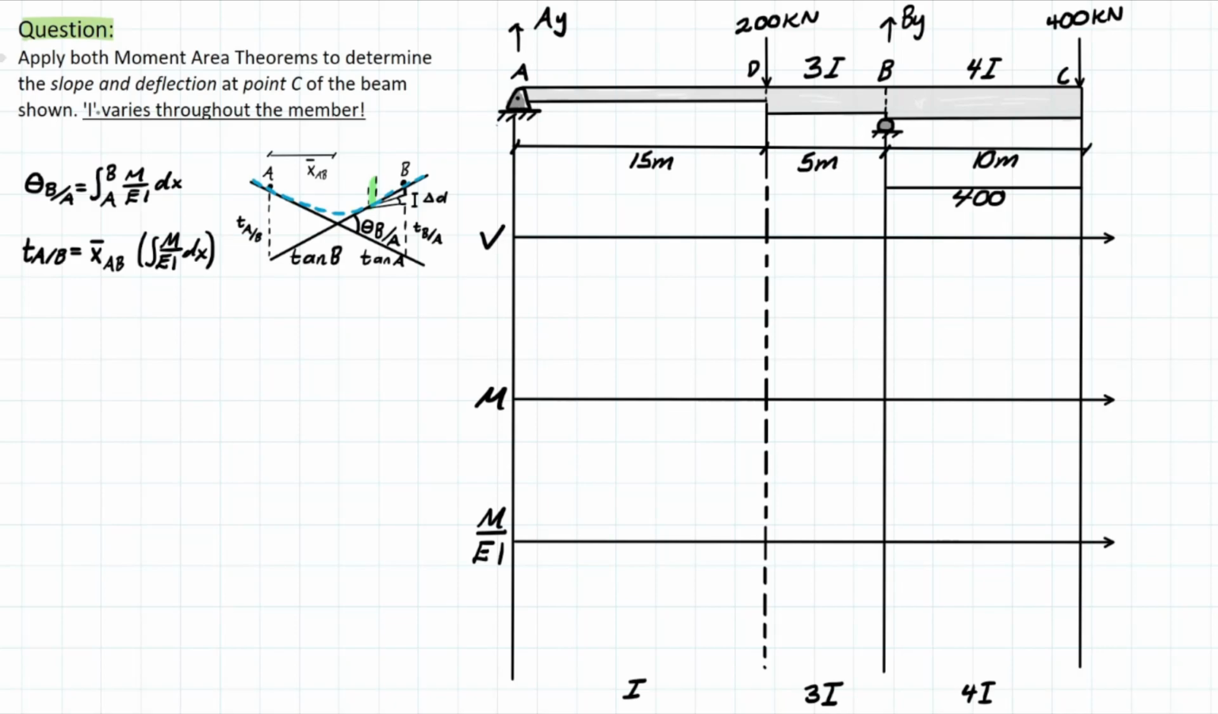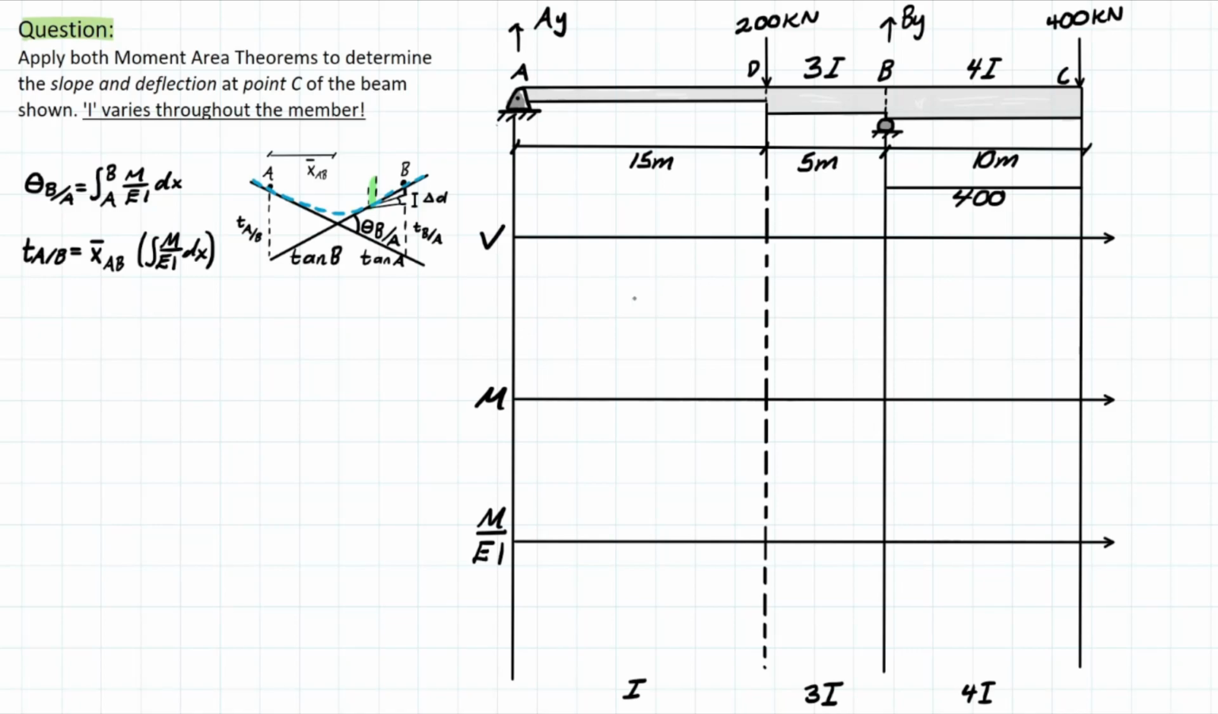And it is telling us that I is varying throughout the member. And all that means is that as we go down the length of this member, we are going from a uniform moment of inertia value, and then we are tripling that value with respect to this segment, and then quadrupling that value with respect to this segment. And we'll see how that influences our formulas as we go through the problem.